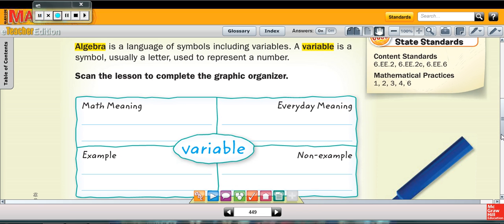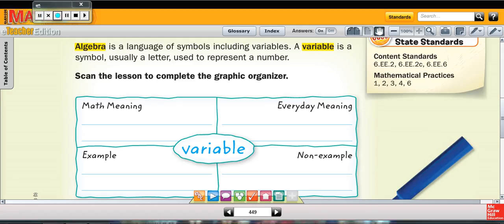This vocabulary is very important. We have been working on some algebra skills, but these are specifically going to become algebra that we're working on. Algebra is not a scary thing, okay? I don't want us to be afraid of that word. Algebra is a language of symbols, including variables. A variable, remember, is the symbol that takes the place of a number.